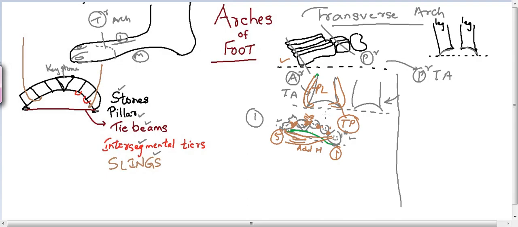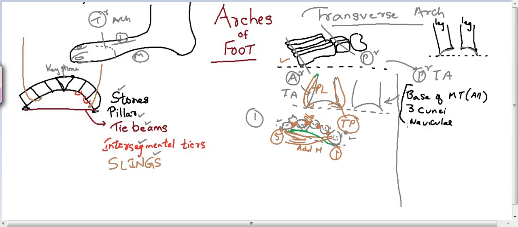Moving on to the posterior transverse arch, nothing much about that, but still I will complete it. The posterior transverse arch is formed by the bases of the metatarsals, all 5 metatarsals, the 3 cuneiforms, and one navicular, but it is an incomplete arch.